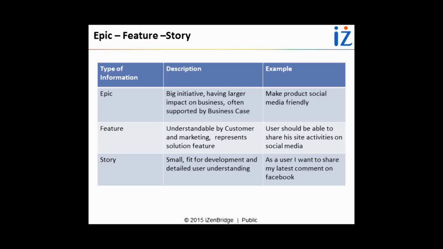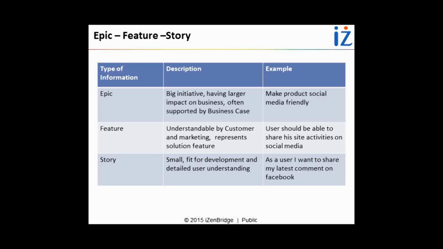The story which we would be writing in order to implement this particular feature is that as a user, I want to share my latest comment on Facebook. If it's a discussion board, if the website is all about having conversation, I made some comment, and as I made my comment, I want to have a feature which helps me to share this on my Facebook account. So when it comes to a small, fit for development, more or less independent requirement which can be discussed and tested, that is a user story.